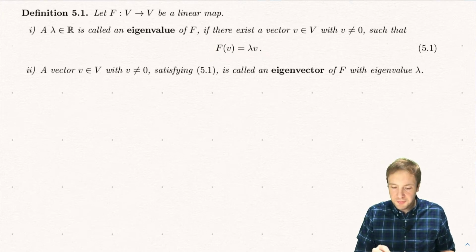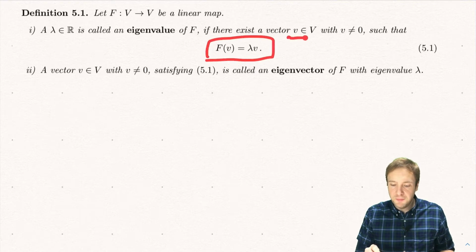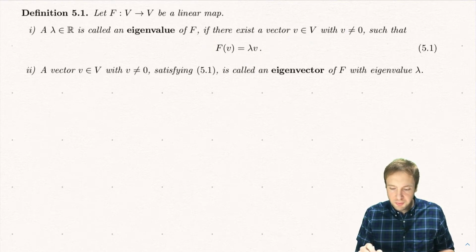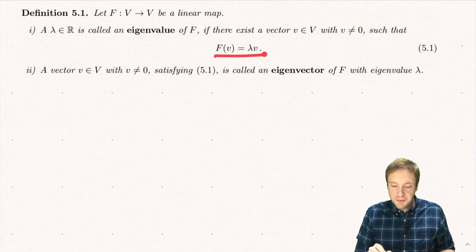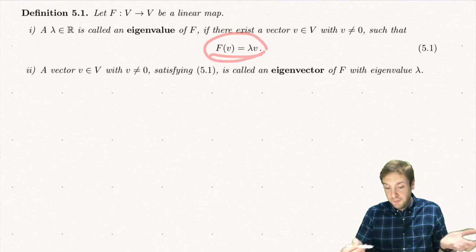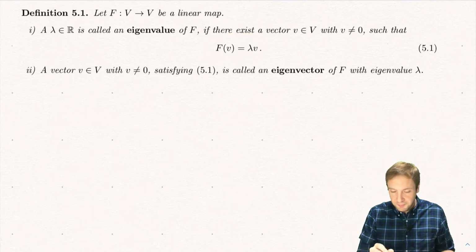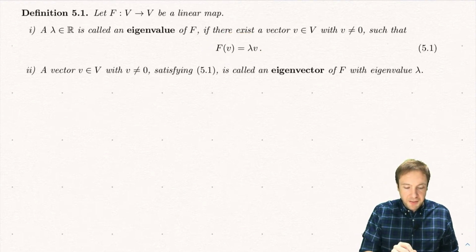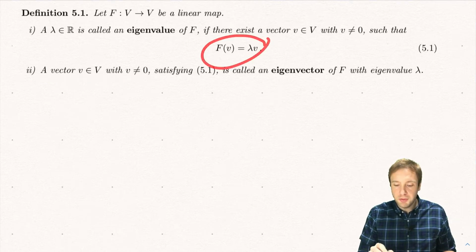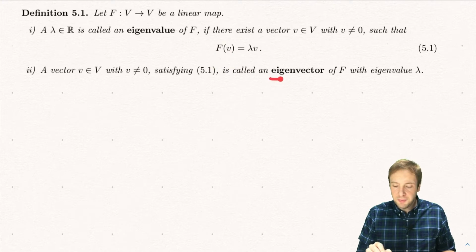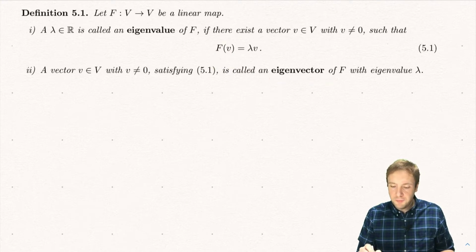Also notice that this of course is always true if this v would be 0, so that's why we exclude this. But if v is non-zero, then there's exactly one lambda for which this is true, if such a v exists. And if I have a vector v which is non-zero, which satisfies this property with this lambda, then this is called an eigenvector of f with eigenvalue lambda.